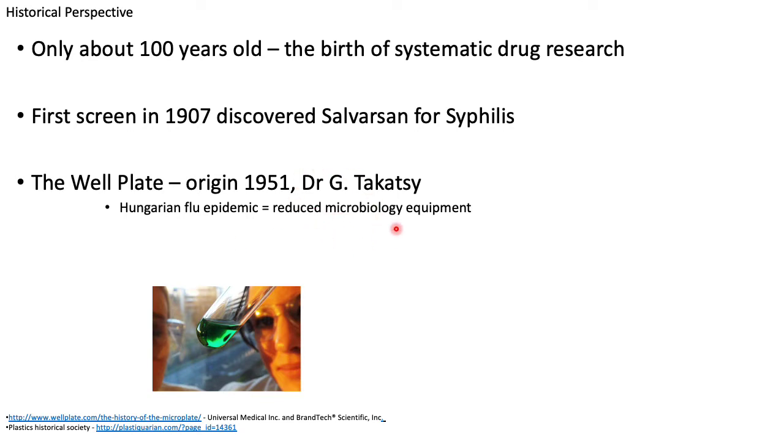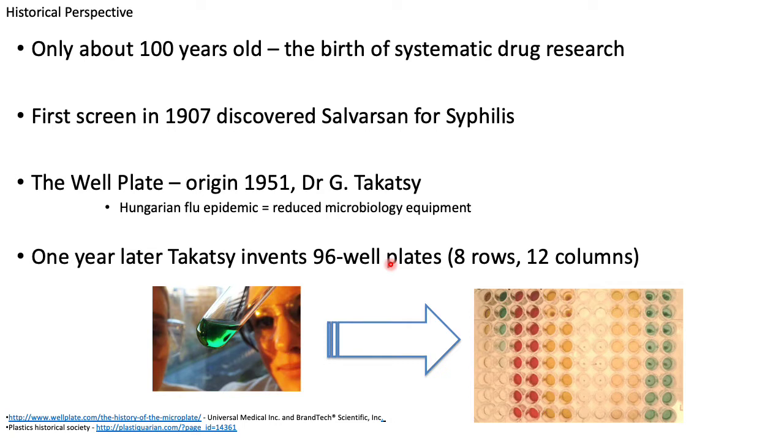And what happened was that they wanted to reduce the amount of equipment that they were using. So they wanted to reduce the microbiology equipment that they were using in the screening. And they came up with this well plate idea. One year later, Tukatsky then invented a 96 well plate, and this is actually something that we commonly use now in the lab. And the 96 well plate essentially is made of plastic, and it consists of 8 rows, normally labelled A down to H, and then there are also 12 columns across the well plate. So this is the general format of the 96 well plate.